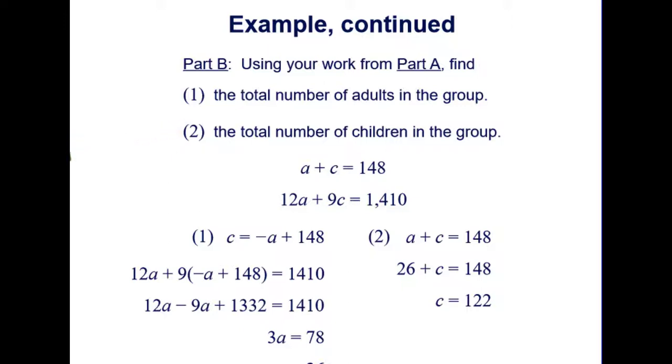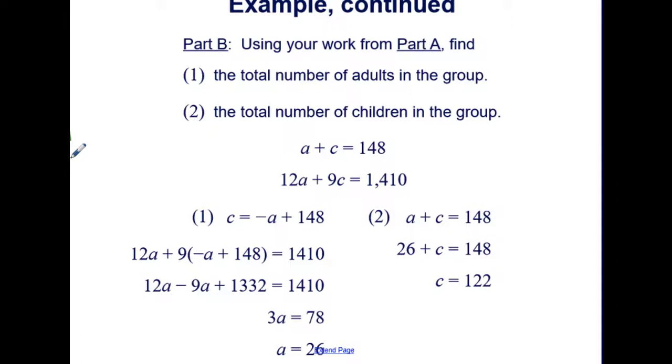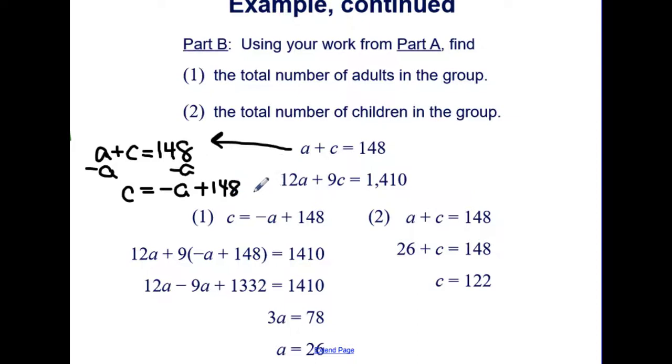So we are going to use substitution for this problem because in the first equation it would be very easy to get a variable by itself. In fact, if we take the first equation, A plus C equals 148, and we subtract A from both sides, we get C equals negative A plus 148. That's written here. We can then use that substitution.